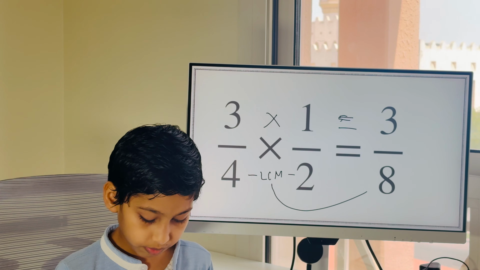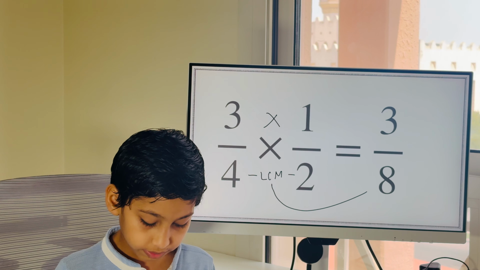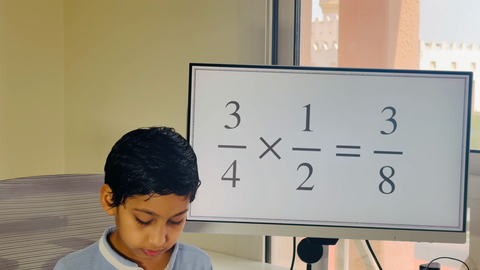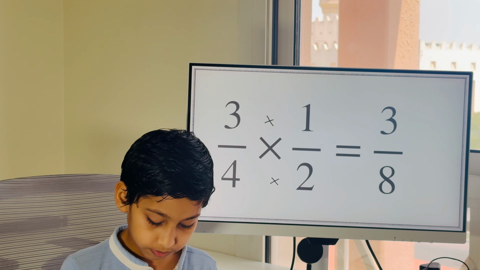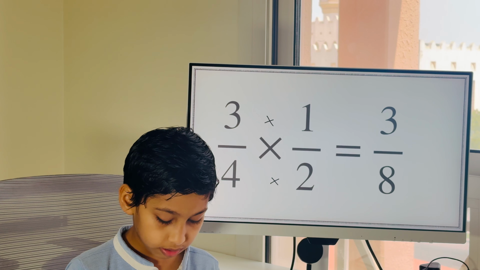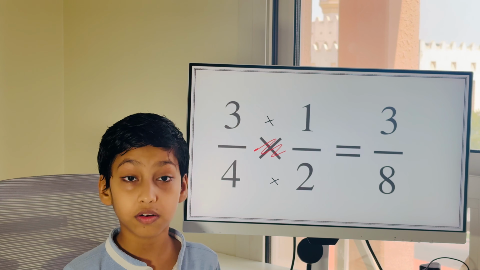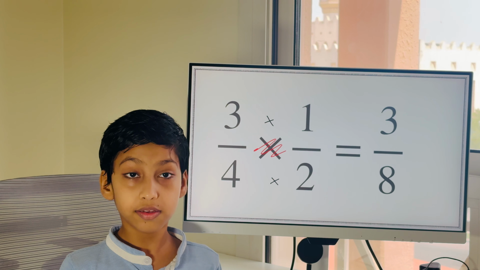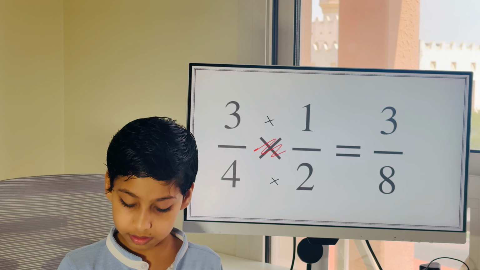But in the case of multiplication, we can use a shortcut. Instead of finding the LCM or anything else, we can just multiply the numerators together and the denominators together. Now it's very simple to understand as well, even though it might seem a bit interesting.